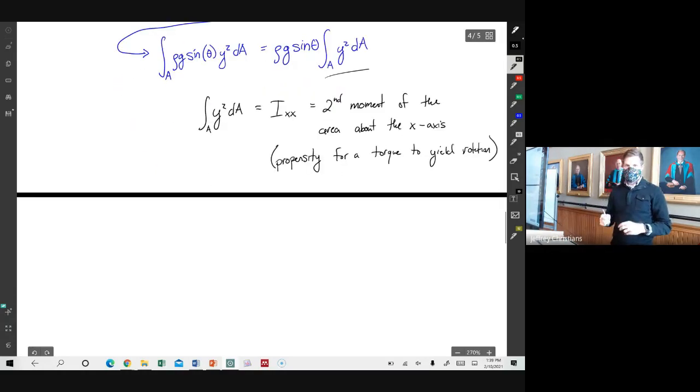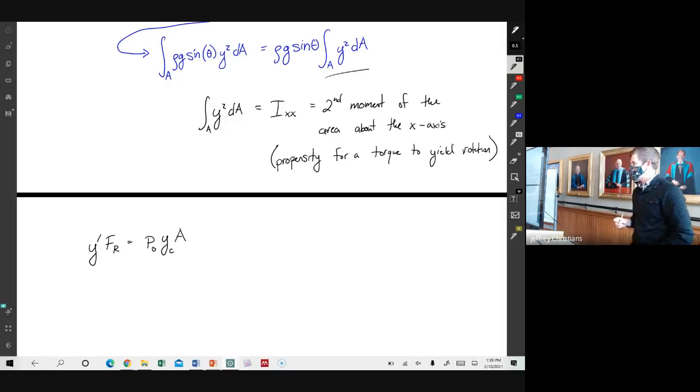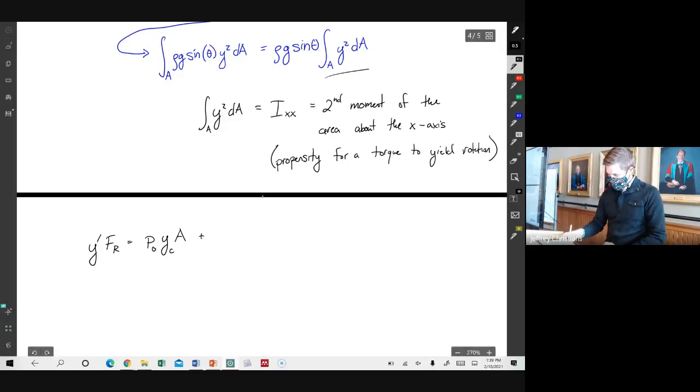All right, so let's start smashing some things together. So we have y prime fr. Well, this is now p naught y ca. And it's going to get uglier like most derivations. It gets uglier before it gets prettier. So we'll let it get a little ugly. Plus rho g sine theta IXX.